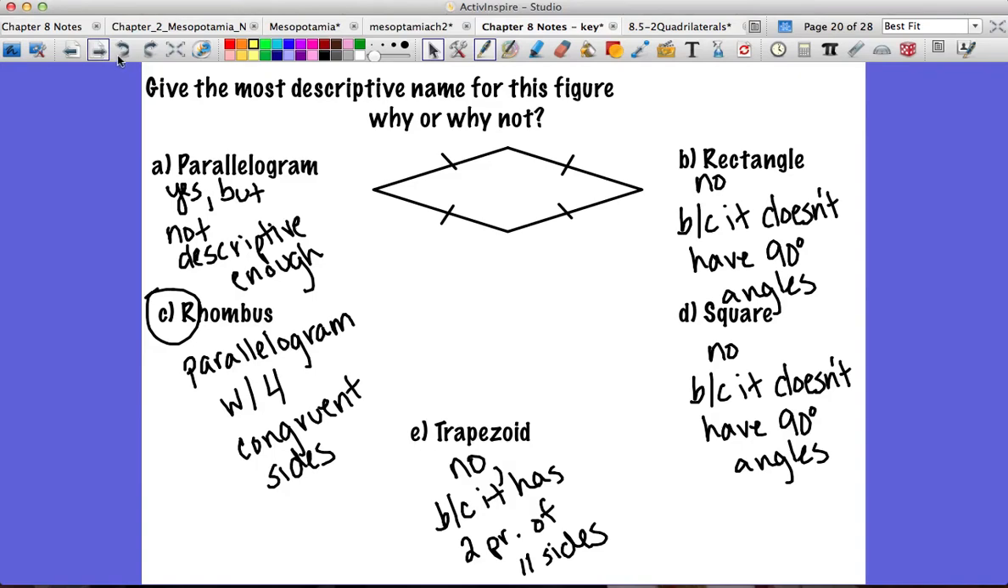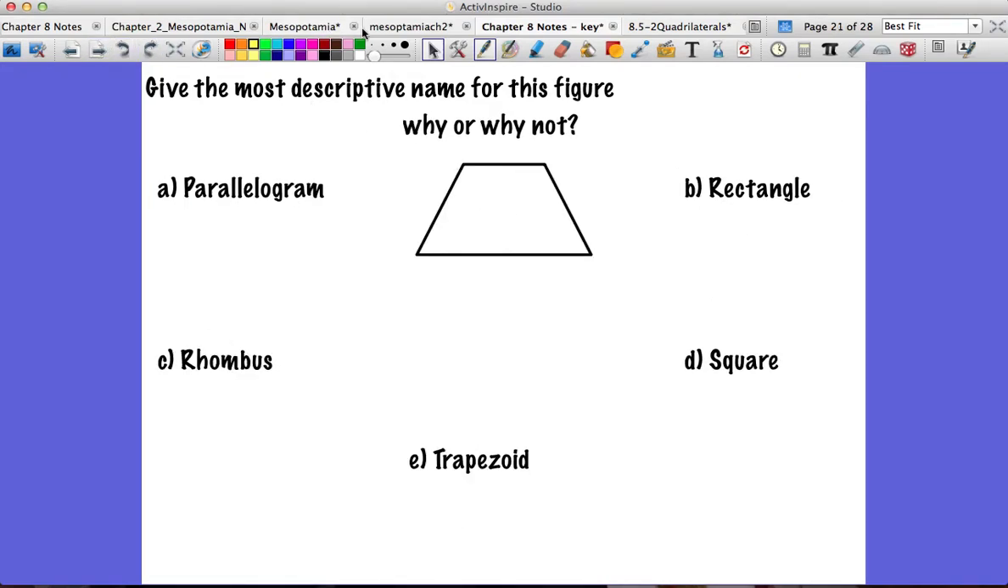Okay, so you have another one that I'd like you to try. And I want you to try it on your own and tell me which one is the most descriptive name and tell me why or why not.